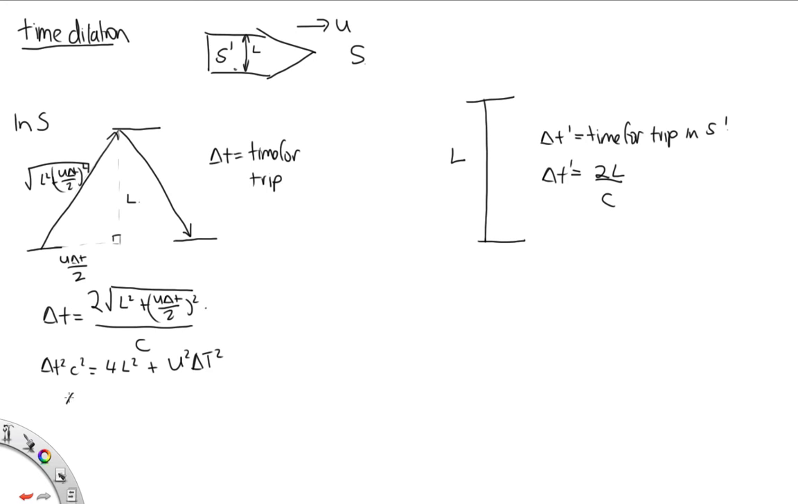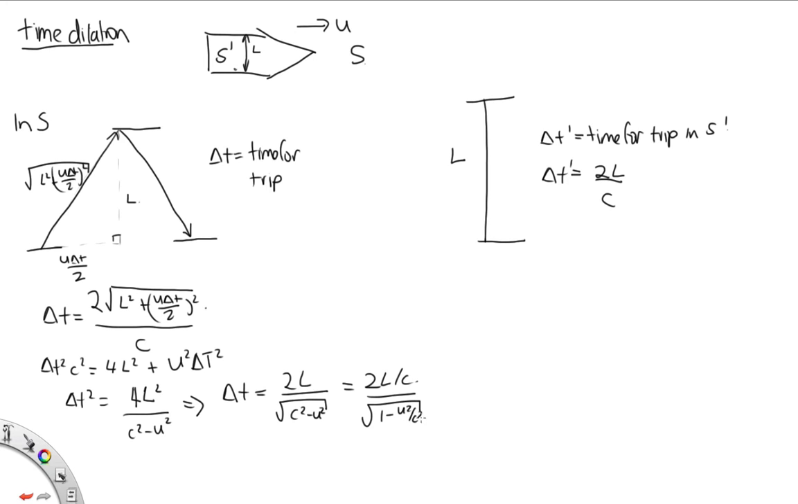And so delta t squared, just rearranging this, we've got 4L squared over c squared minus u squared, which tells us that delta t is equal to 2L over the square root of c squared minus u squared, which we can write as 2L on c over the square root of 1 minus u squared on c squared.